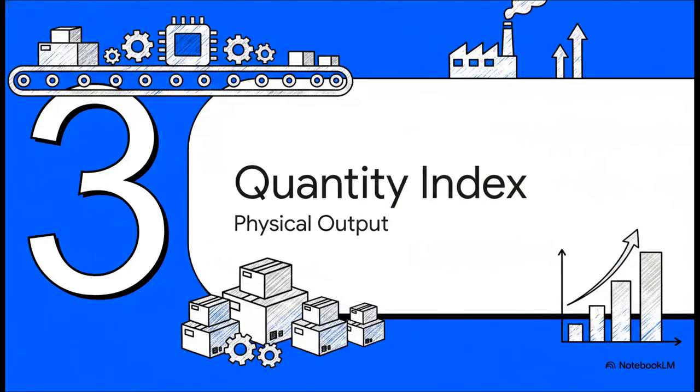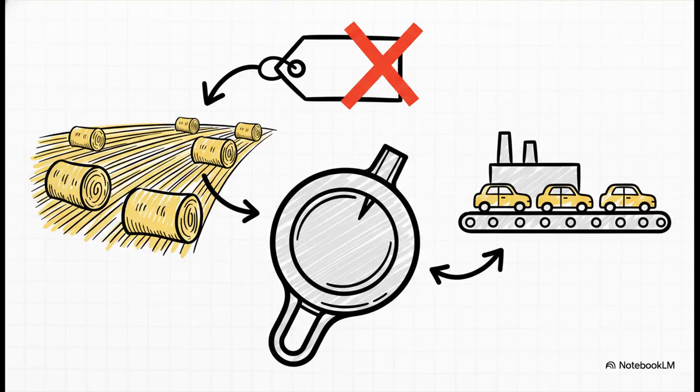Which brings us right to Section 3. The quantity index, focusing on physical output. Economists also call this the volume index.